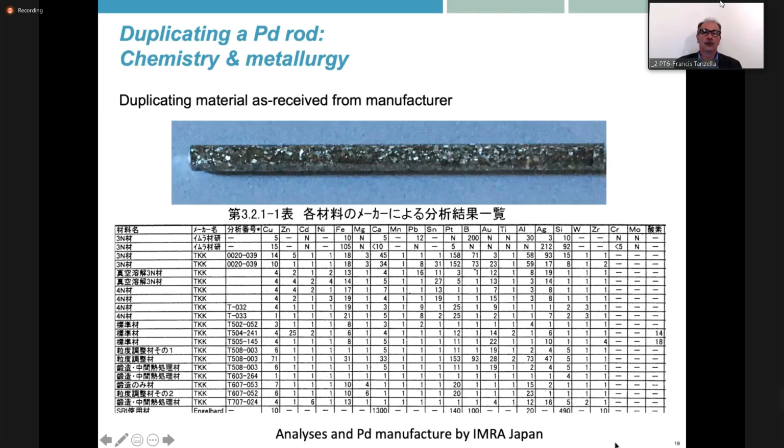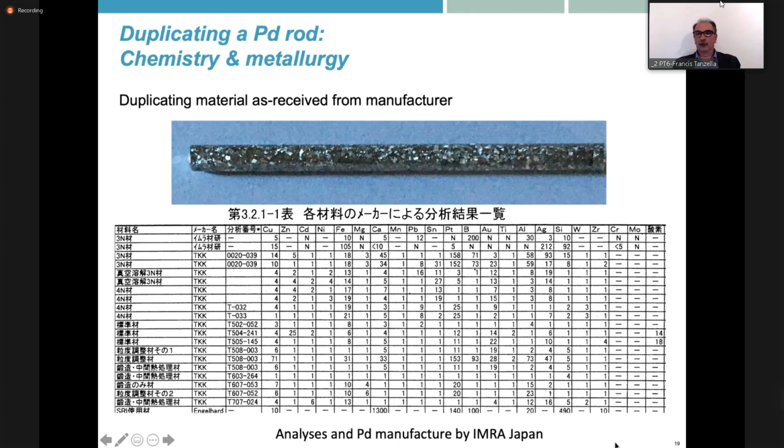So what can you do with this analytical information? First off, I don't expect you to read that whole eye chart there. This was an analysis performed by IMRA Japan on many cathodes, at least twice as many as on this chart, for chemical analyses shown here. They also performed several of the material and metallurgical analyses that I mentioned.